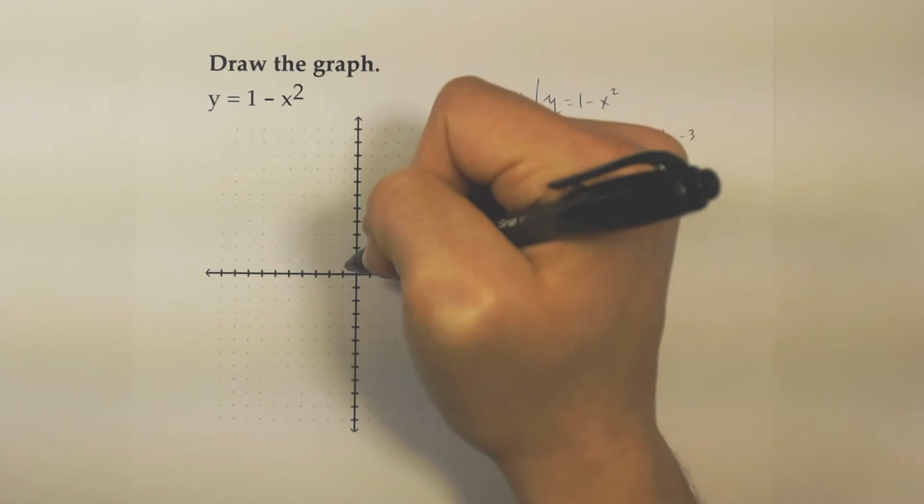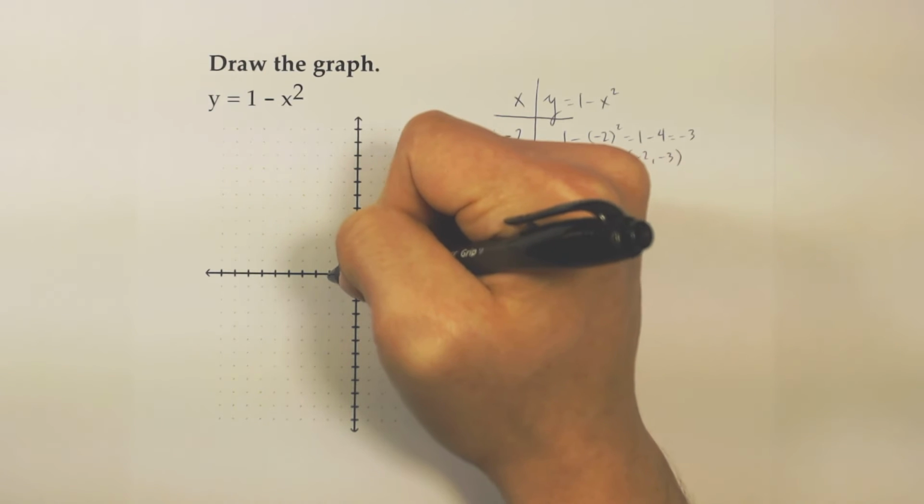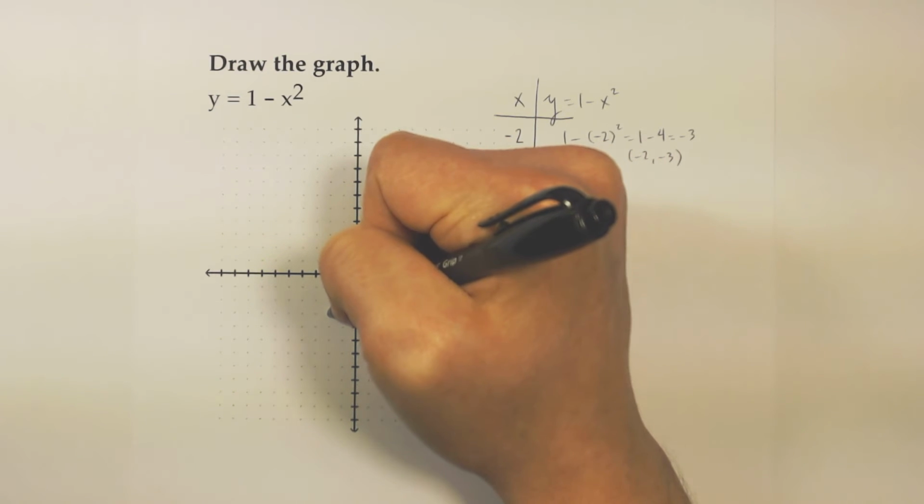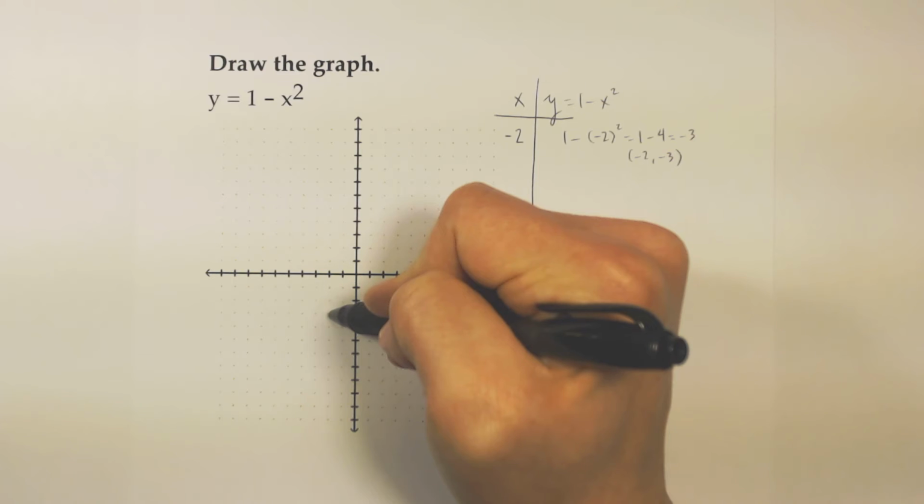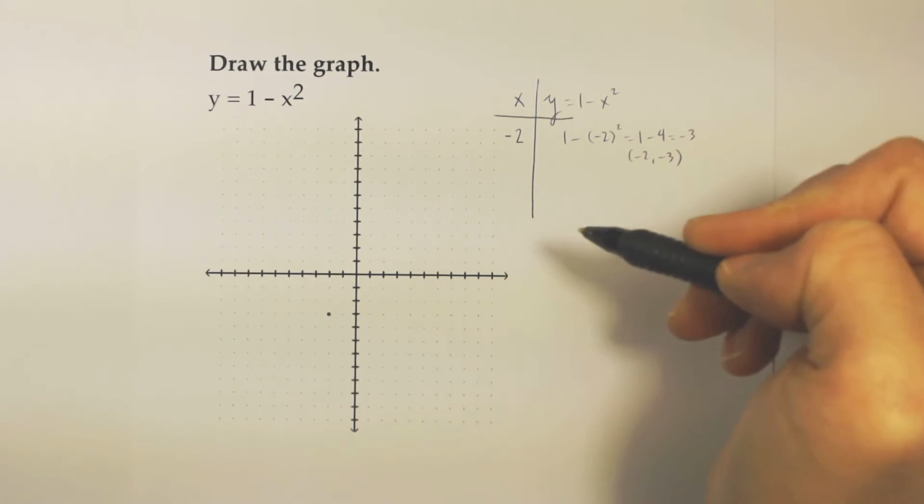And as soon as we get that point, let's run over and plot it. So we go 1, 2, negative, and then 1, 2, 3 down. We have our first point here on the graph.